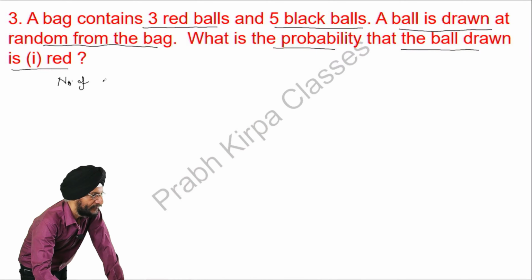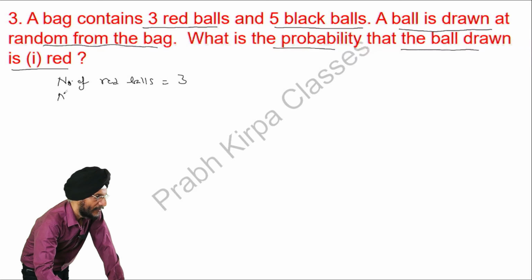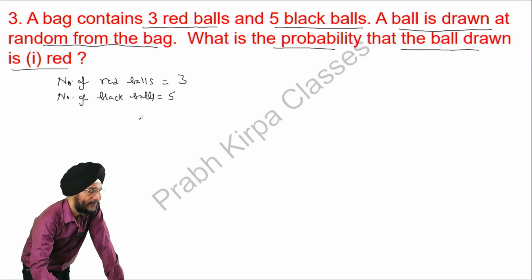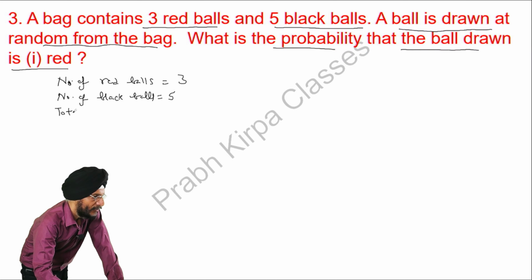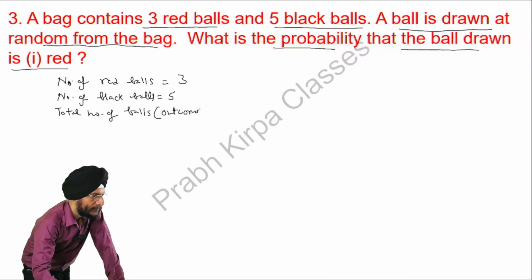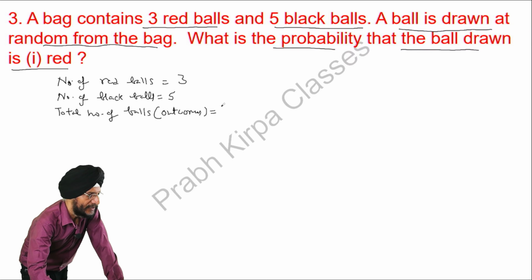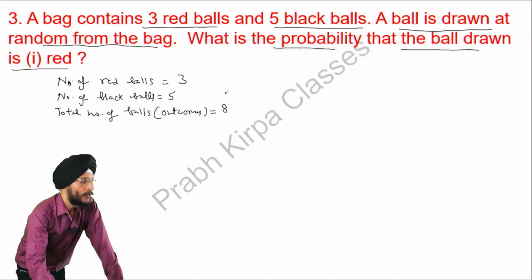Number of red balls, 3. Number of black balls, it is 5. Now, what is the total number of balls or outcomes? It is 8. We have used the word outcomes.